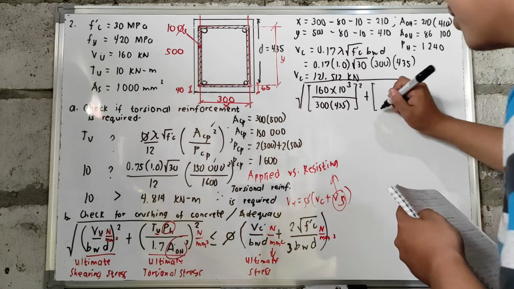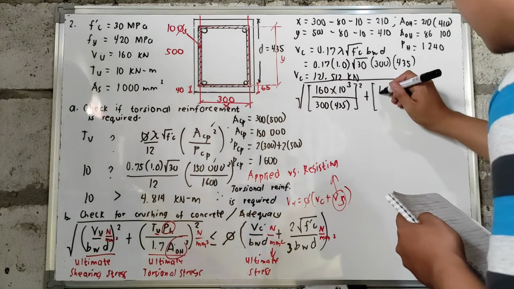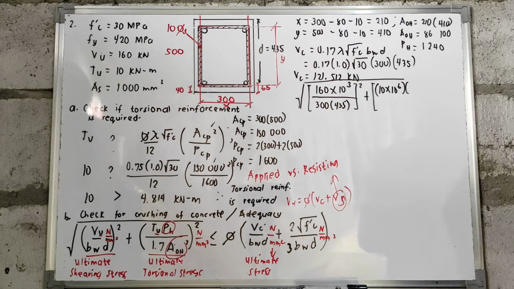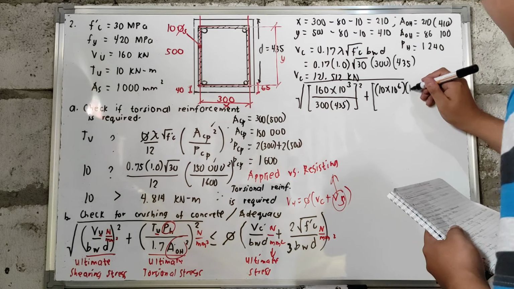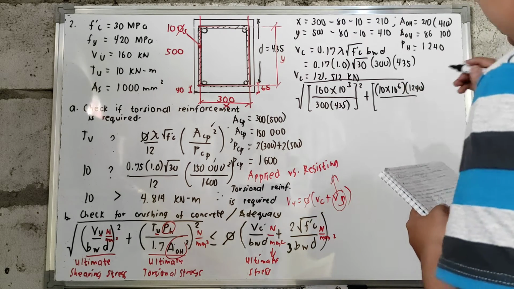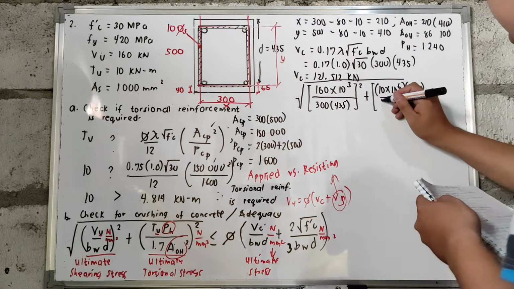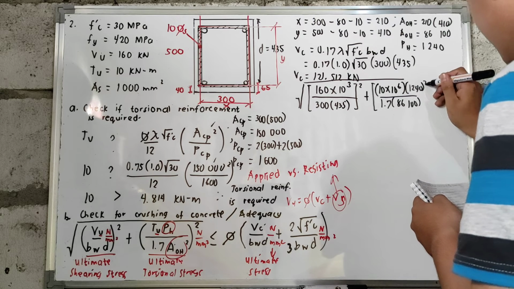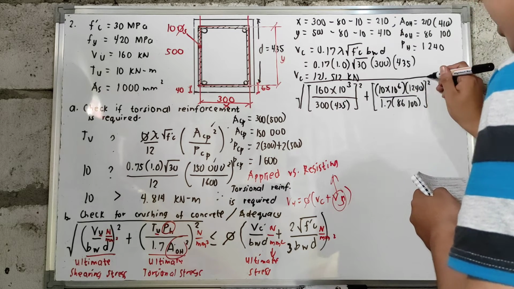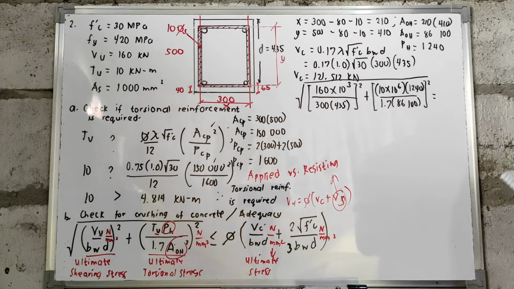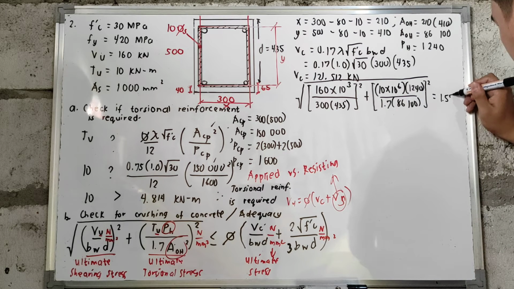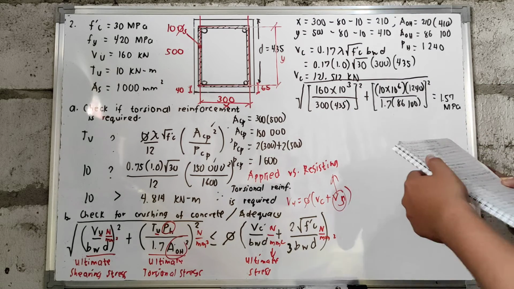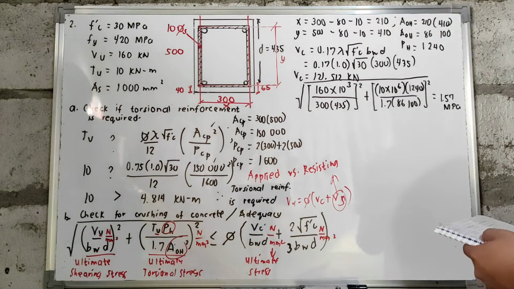So we have a value of your TU na 10 kilonewton meter, gawin natin siyang Newton mm multiplied by yung pH natin na 1240 over 1.7, yung AOH natin na 86,100. So i-square natin yan. So yung value ng applied natin is now equal to 1.57 megapascal. And we're going to compare this value to the value ng ultimate stress natin.